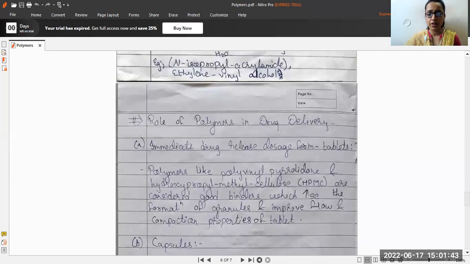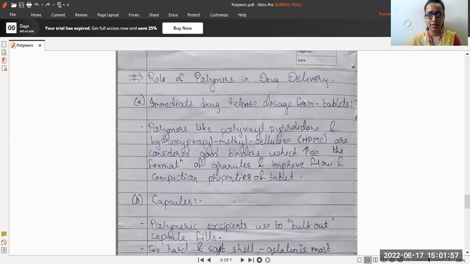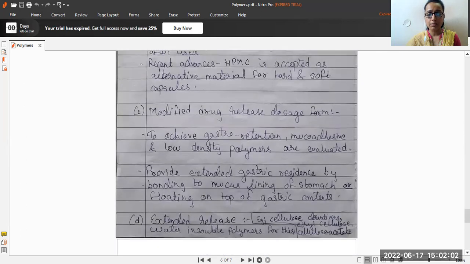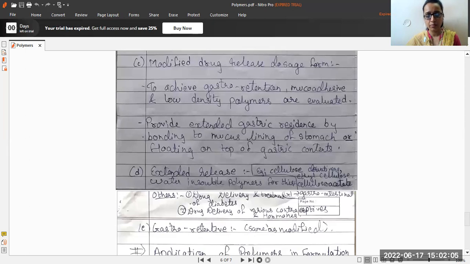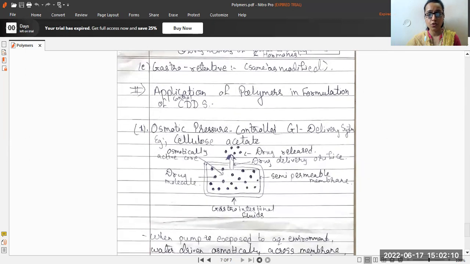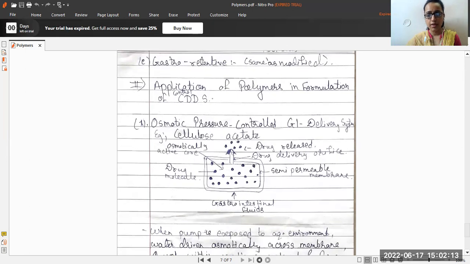Next, role of polymers in drug delivery. These polymers can be used in different drug deliveries, as we discussed some in the middle of the topics. Immediate drug release dosage forms in tablets, capsules, modified drug release dosage forms, and extended release dosage forms can be produced using such polymers that we studied. Last is the application of polymers in formulations. Each and every formulation can be made or processed using these polymers.